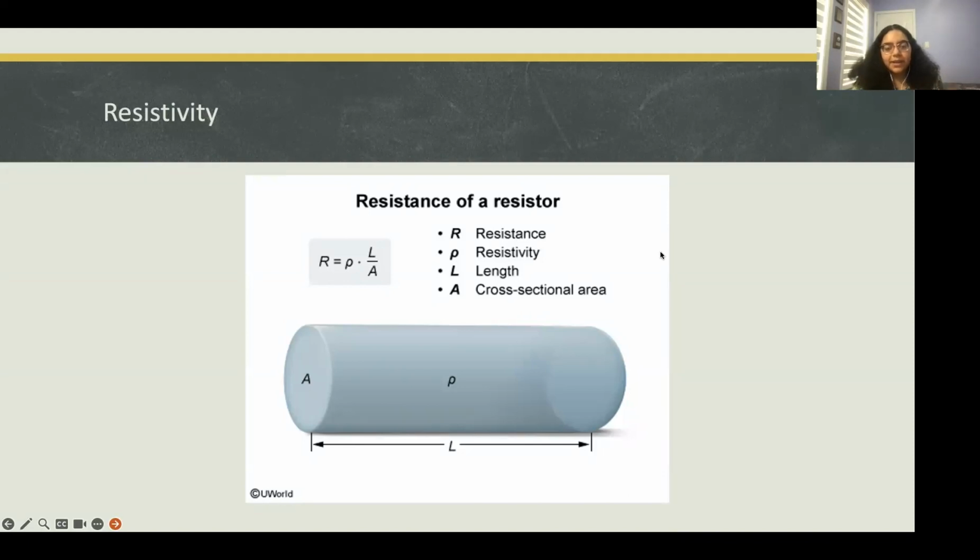But in terms of length and area, a longer length is harder to get through. Even if you're thinking about yourself trying to get through a tunnel, the longer it is, the harder it is to get through. So a longer length means more resistance. That's why it's in the numerator. Whereas if something has a large cross-sectional area, it's easier to get through. A very narrow tunnel is harder to get through than a very wide one. That's why it's in the denominator. So when your area goes up, your resistance will actually go down.